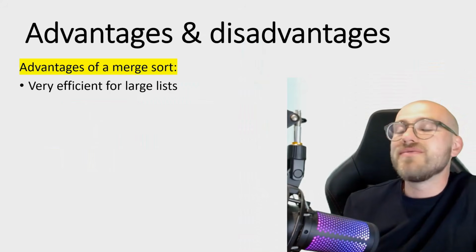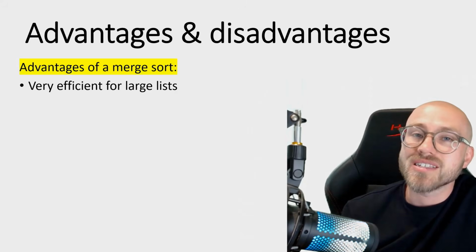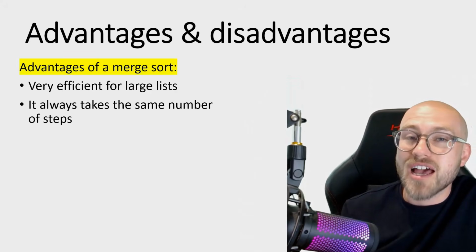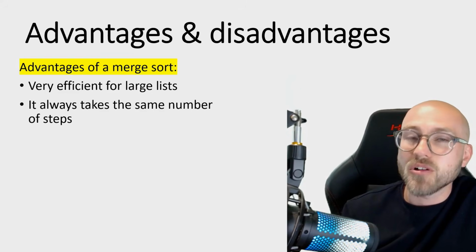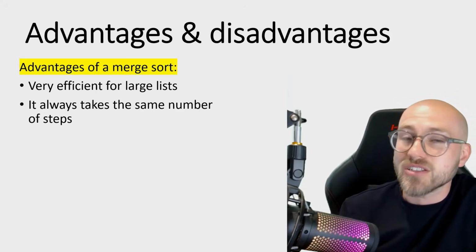So let's look at the advantage and disadvantage of the merge sort then. It's very efficient for large lists. It's much faster than the other ones that we're going to look at today. And it always takes the same number of steps. So we did it with a little example, but let's say you've got tons of data, it will still take the same amount of steps to actually sort the data.